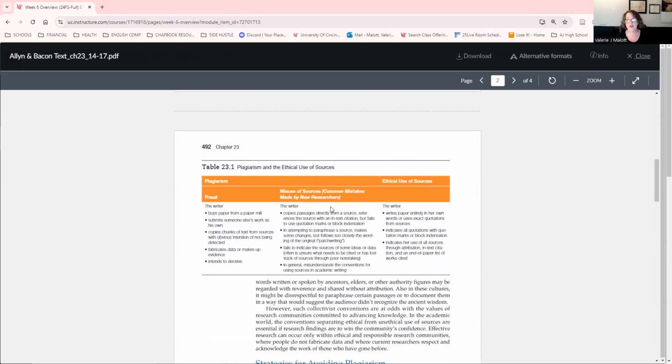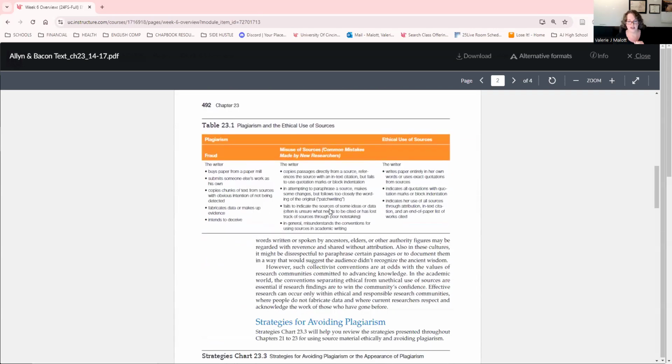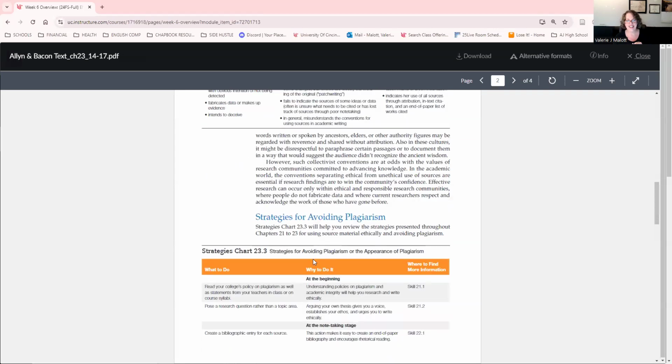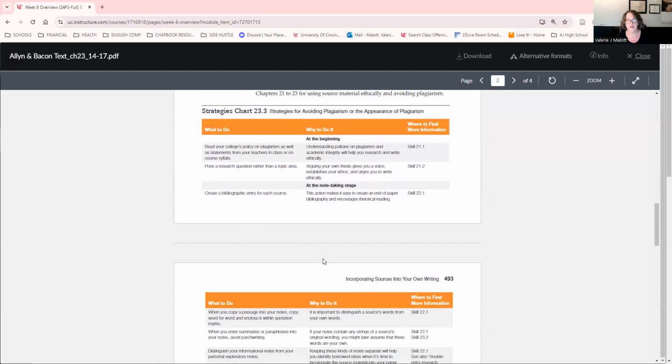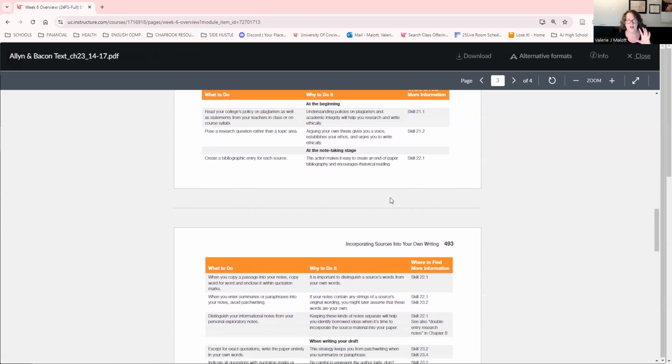So this is the table, the strategies chart 23.3, right? Strategies for avoiding plagiarism or the appearance of plagiarism. So it has it broken down to what to do, why to do it, and where to find the information. These are referring to the various chapters, and I should have that up somewhere.